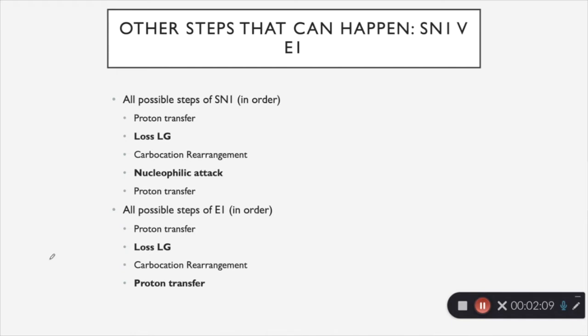And then for the E1 reaction, you have a proton transfer, and that's where the base strips the molecule of its hydrogen. The hydrogen donates its electrons back to that sigma bond, and then that fills in the spot where that carbocation leaves open. And then for an SN1 reaction, you can also have a proton transfer at the end of the reaction.